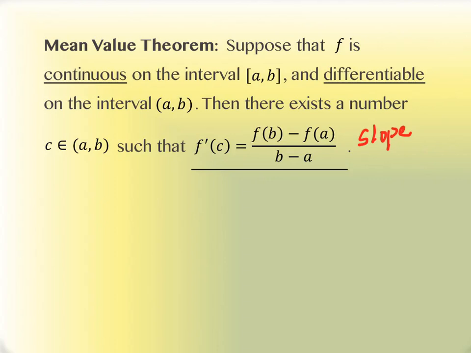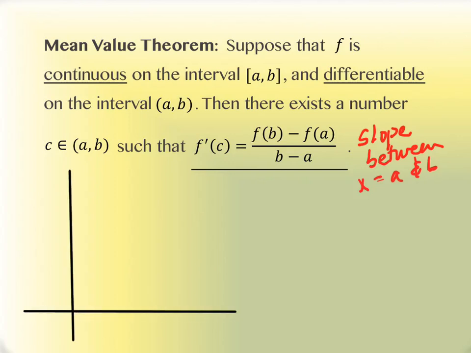You're right. f of b and f of a are y values. That's why we've got the y values on top, and we've got x values on bottom, b minus a, right? Is it rise over run? This is rise over run between 2 points. So this is the slope between a and b. These are x values, x equals a and x equals b. Let me draw a picture. I think that will help.